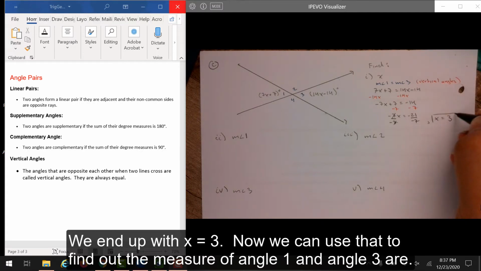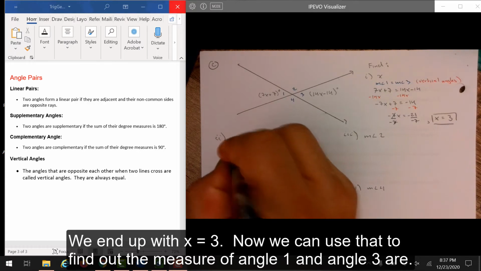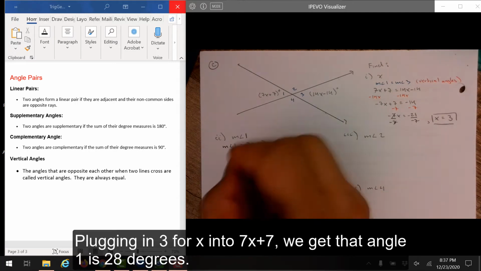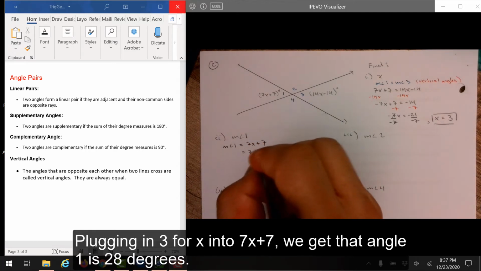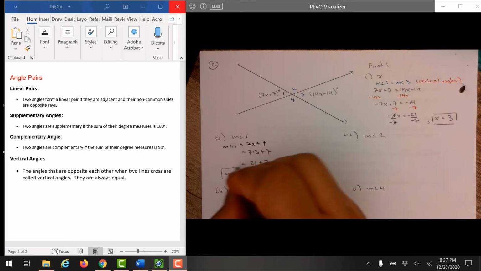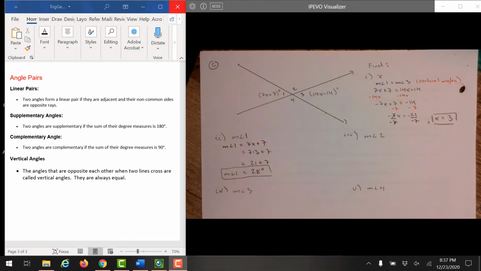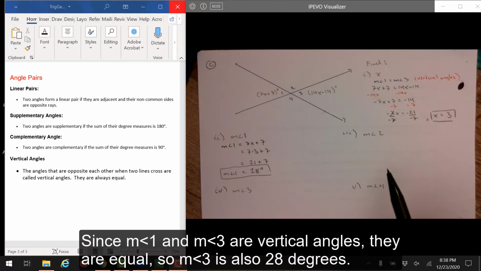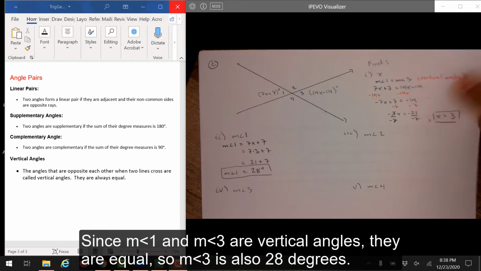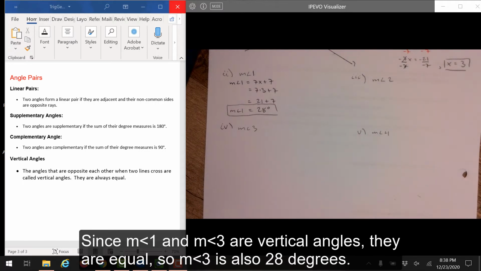Now we can use that to find out the measure of angle 1 and angle 3. Plugging in 3 for x into 7x plus 7, we get that angle 1 is 28 degrees. Since measure of angle 1 and measure of angle 3 are vertical angles, they are equal, so measure of angle 3 is also 28 degrees.